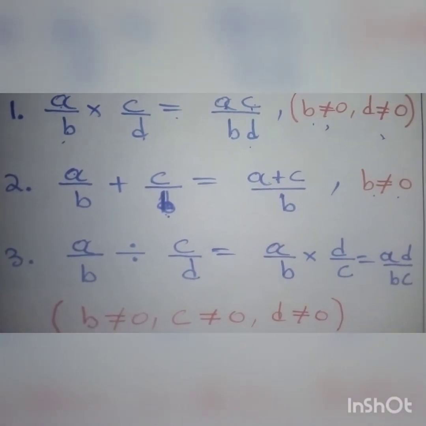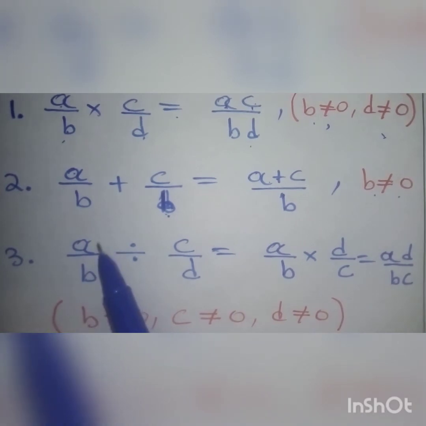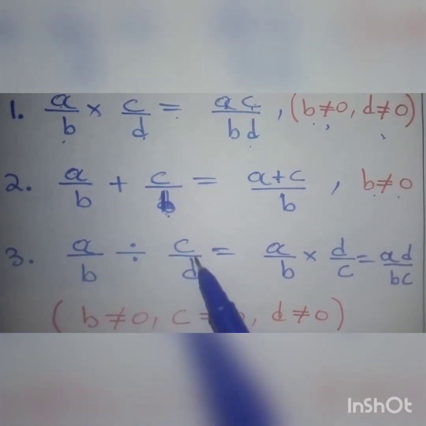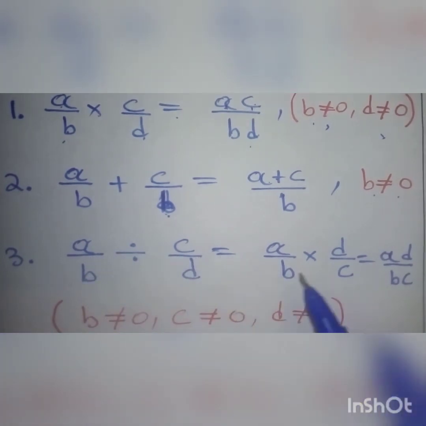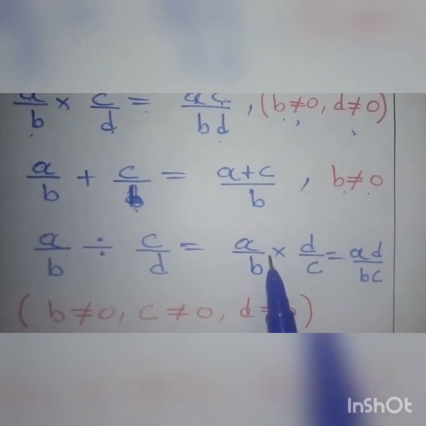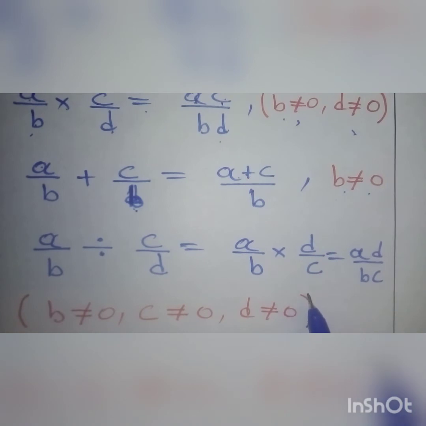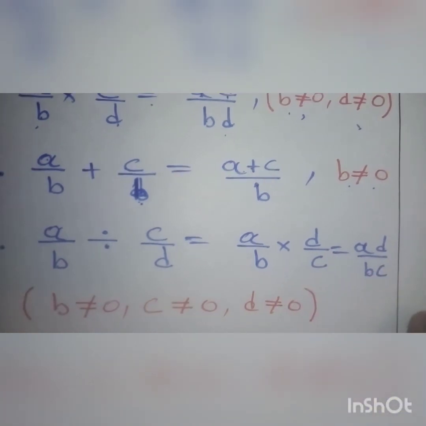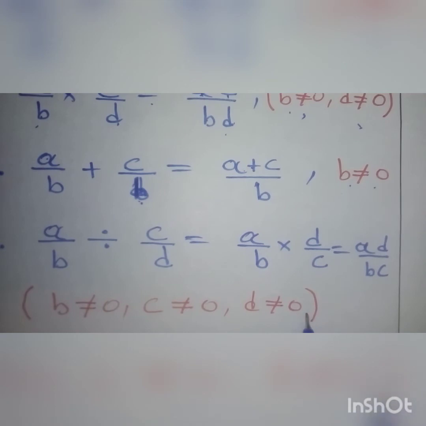Number 3. Dividing fractions. If we have a over b divided by c over d, this is equals to a over b multiplied by d over c, which is equals to ad over bc, provided that b is not equals to 0, c is not equals to 0, and d is not equals to 0.